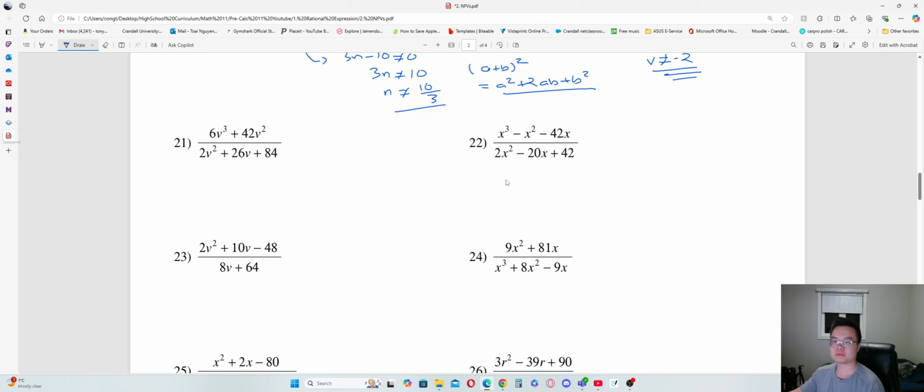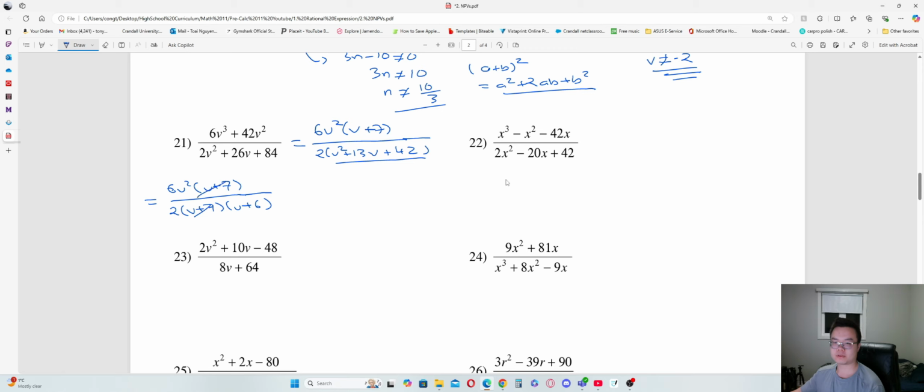Next, question 21. Greatest common factor on the numerator. 6v squared, bring it out. Then I will have v plus 7. Then I will have 2, take it out. So I'll have v squared plus 13v plus 42. Now we need to keep factoring this further. So I will have equal 6v squared, v plus 7 and then 2. Now we'll have v plus 7 and v plus 6.